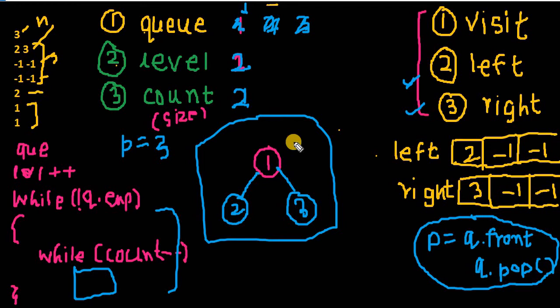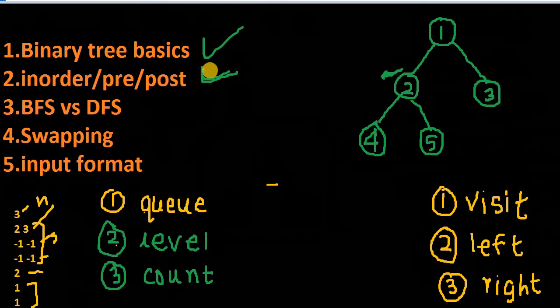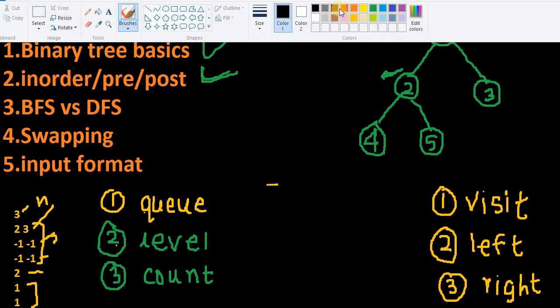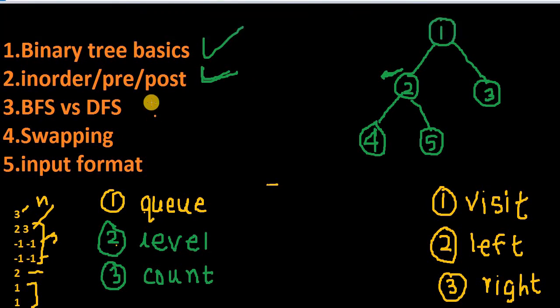Okay, so by now I'm still assuming that you got the logic. After this, what we have to do is the swapping. By now we have seen binary tree basics: in order, post order, pre order. We saw what is the difference between, I think the color is black, let me recorrect it. Okay, we saw what BFS and DFS are. We are using BFS with queue implementation. We saw three basic things, that is queue, level, count, and how BFS will work.